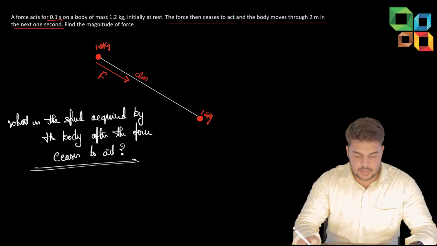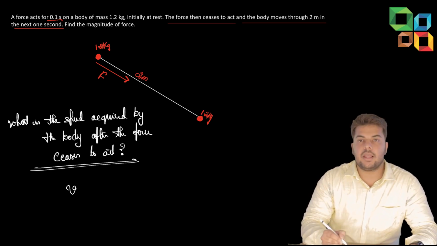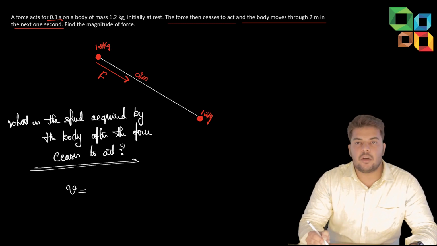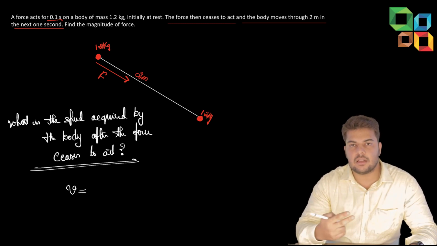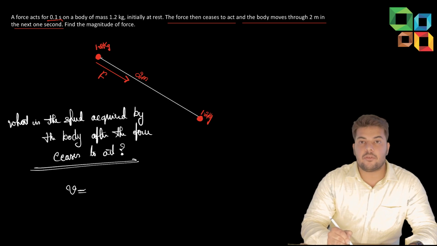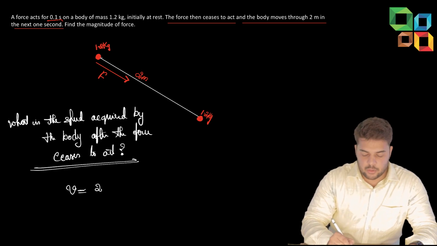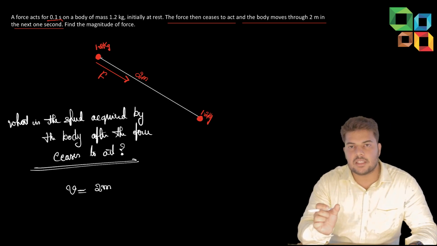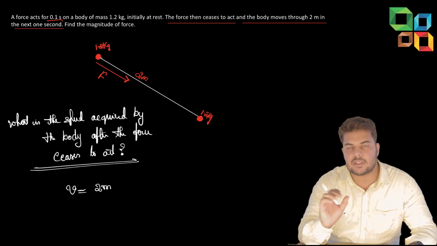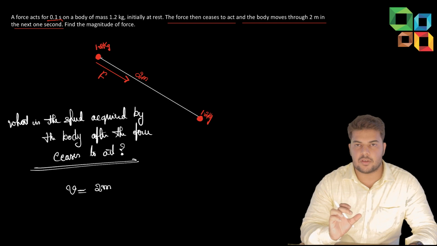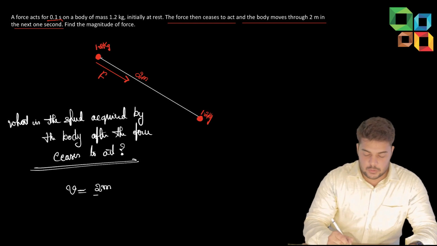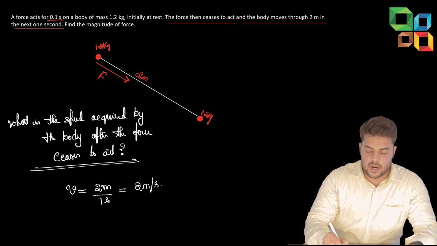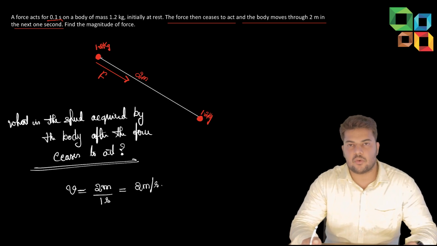Alright, so we can see that the speed the body acquired resulted in a motion of 2 meters in 1 second, isn't it? So whatever that speed is, we can obtain it by dividing this displacement by time. Why can I simply divide displacement by time? Because this speed is a uniform speed, isn't it? Because no forces are acting here, so the velocity is uniform. So 2 meters divided by 1 second, and that's the final speed acquired by the body after the force ceased to act. All right.